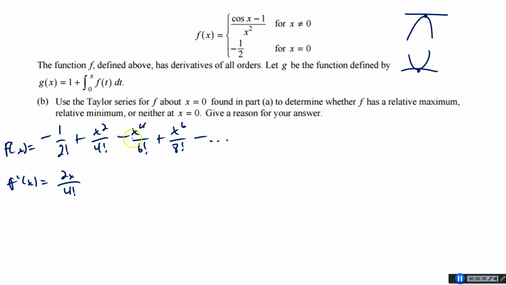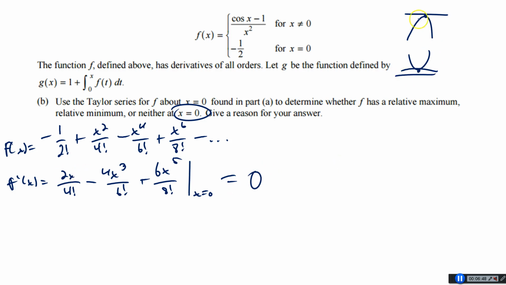So 2x over 4 factorial will be minus 4x cubed over 6 factorial, then plus 6x to the 5th over 8 factorial. And we evaluate that at x equals 0. So they're asking what's going on at 0, right? So we want to plug in 0 and see what happens. Well, that means the derivative is 0, because there's an x in every single term. So this is so far so good. We have a horizontal tangent.